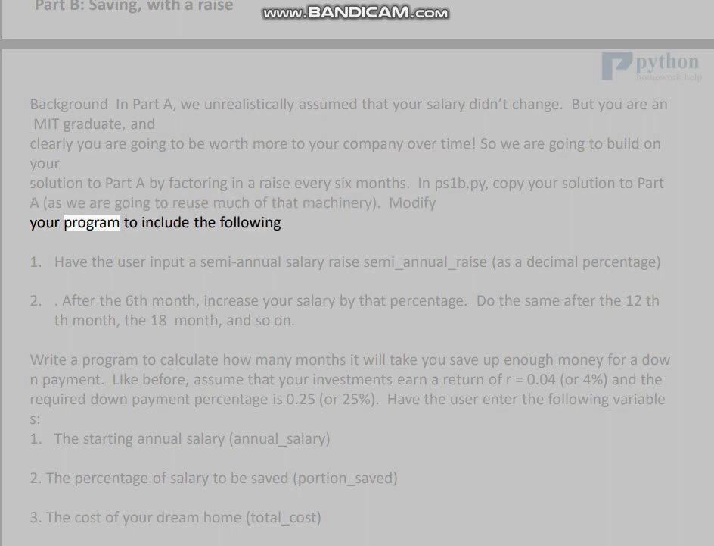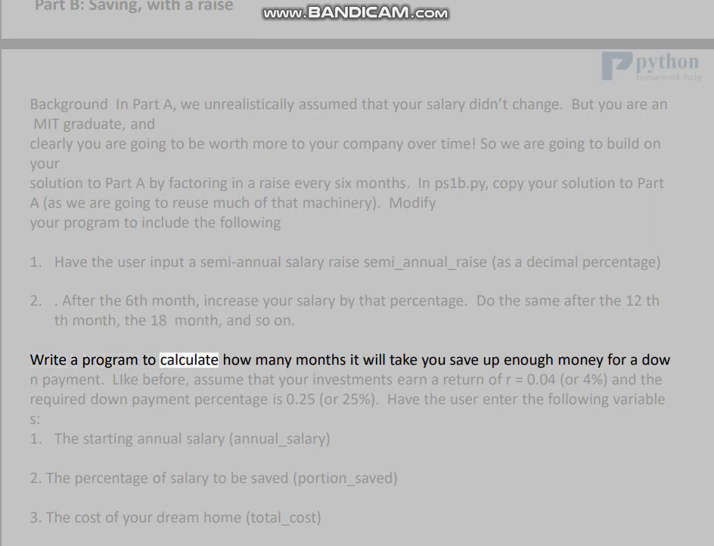Modify your program to include the following. 1. Have the user input a semi-annual salary raise, semi_annual_raise, as a decimal percentage. 2. After the 6th month, increase your salary by that percentage. Do the same after the 12th month, the 18th month, and so on.